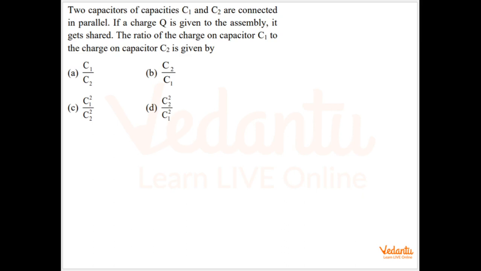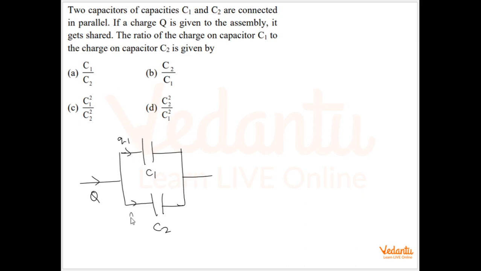In this question, two capacitors C1 and C2 are connected in parallel. Charge Q is given to the assembly and it gets shared. The ratio of charge on capacitor C1 to the charge on capacitor C2 is given by what? Beta, what is happening is that two capacitors C1 and C2 are connected in parallel, and charge Q is given to them. That charge Q will be divided into Q1 and Q2.